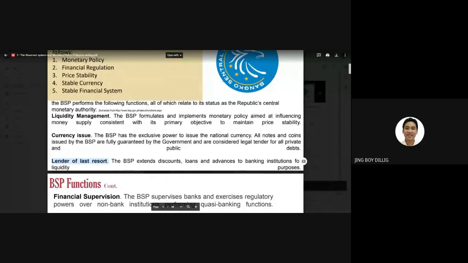Sir, magiging illiquid po yung bangko. What do you mean delinquent? Illiquid po. Liquid. Opo. Kala ko delinquent. Okay, that's correct, no? Magiging illiquid.